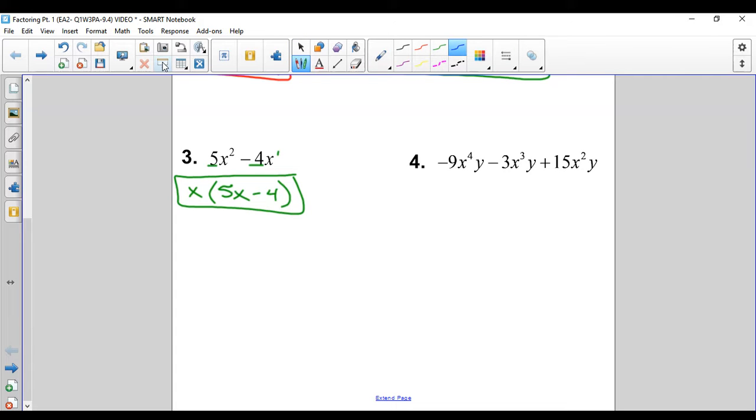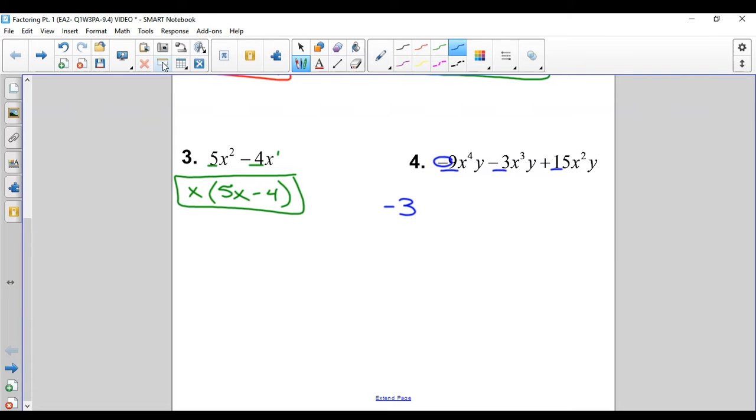Next one, last one, pretty much the most you'll see in this. Now, here's the big thing. I lead off with a negative. If you lead off with a negative, I want that to come out of the greatest common factor. Technically, it's not wrong if it doesn't come out, but I always want to take the negative out. After that, I look at the 9, the 3, and 15. They all have 3 in common. So negative 3 is coming out.